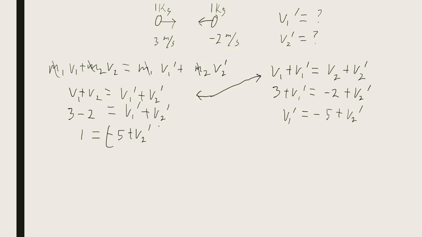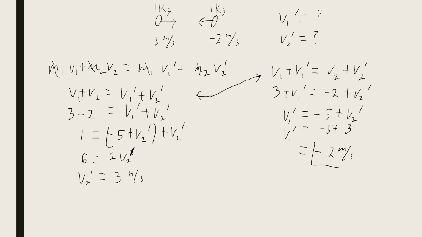Now that was just substituting in for v1, so we also have our v2 prime left here. Move that over there, and I'm going to get 6 equals 2 v2 prime, prime not squared. v2 prime is equal to 3 meters per second. Once I have that, I can plug that in here, so I plug a 3 in there, minus 5, and I can get v1 prime is equal to negative 2.